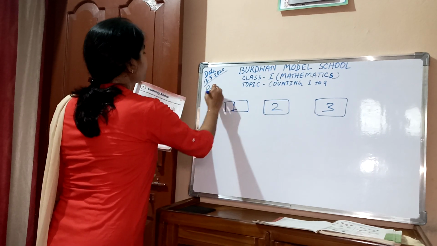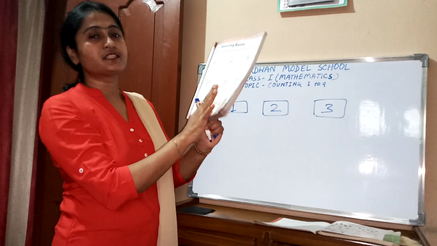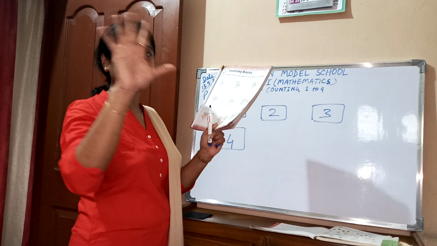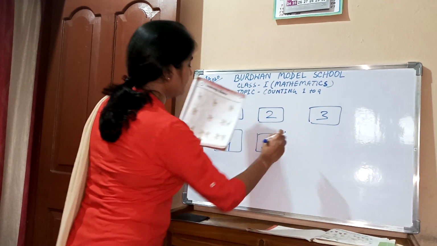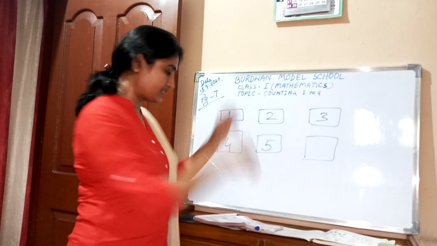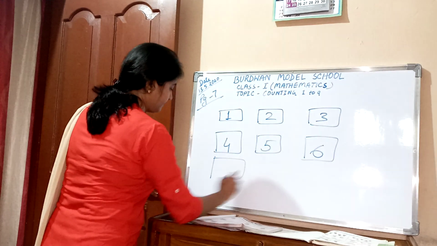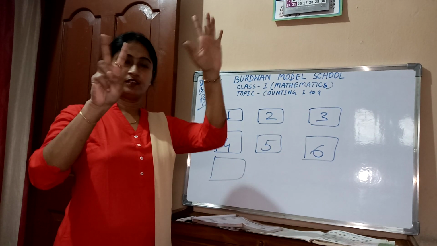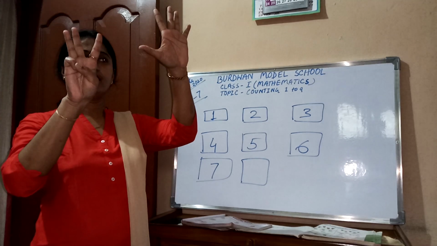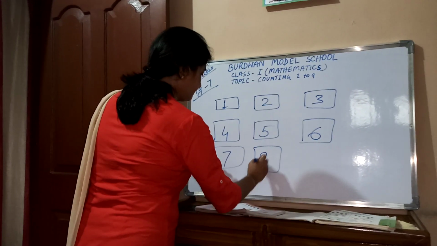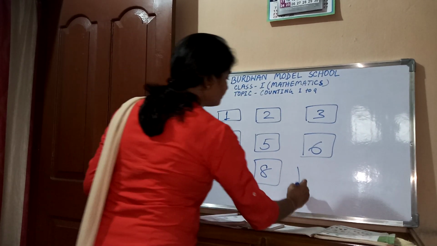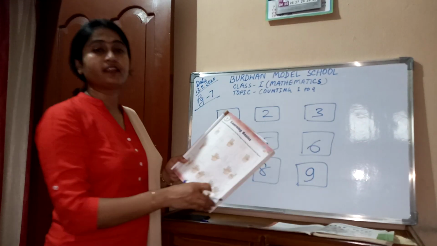So page number 7, the first chapter. Okay children. Now the next is 4. Next is 5. Next, 5 and 1, 6. Next is 5 and 2, 7. Next is 5 and 3, 8. And then 5 and 4, this is 9. 5, 4, 9. Show that and turn over the page.